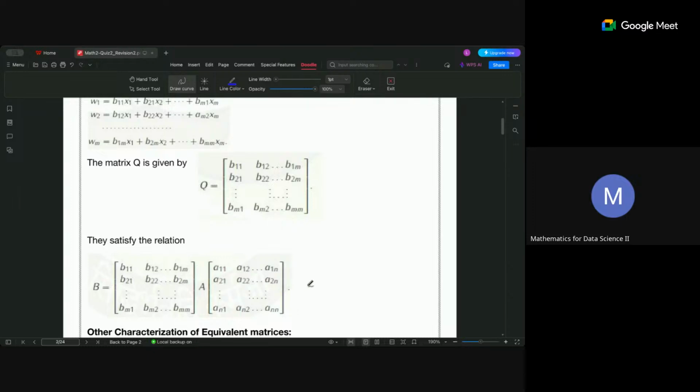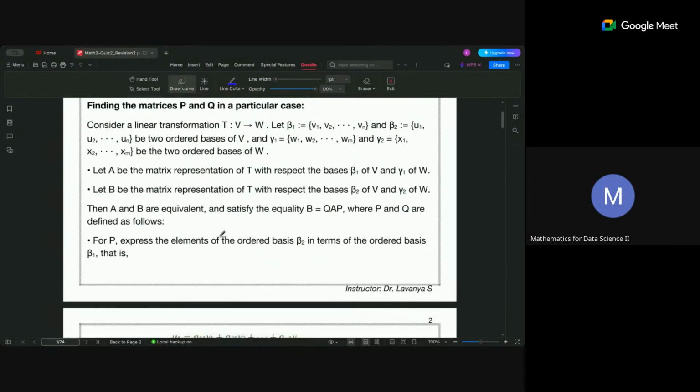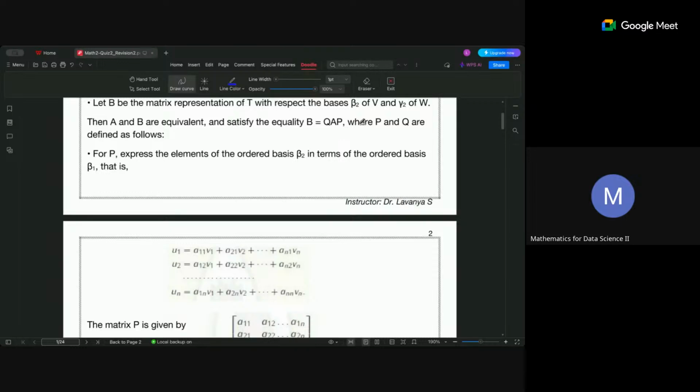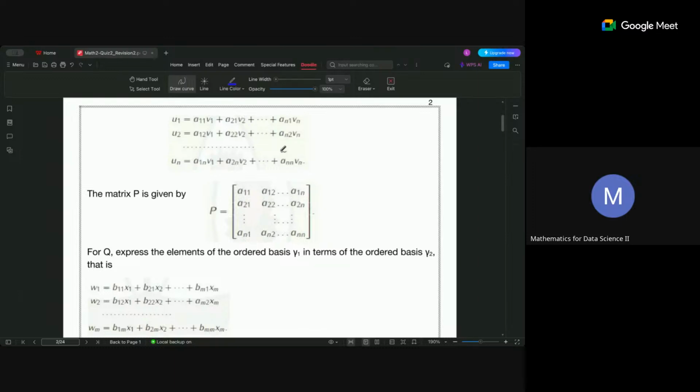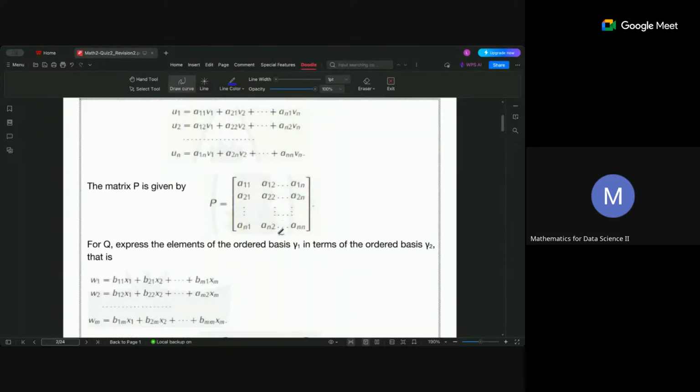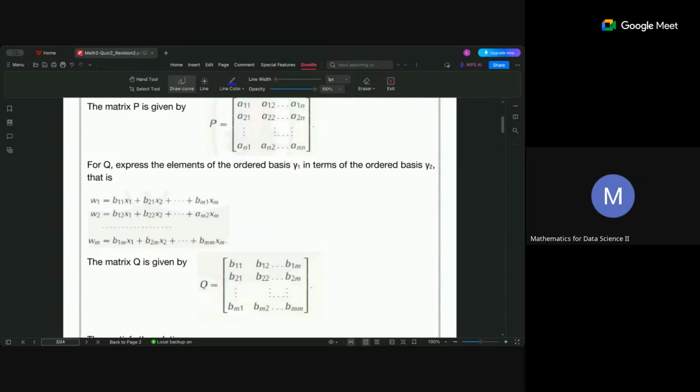Ma'am, can you just go above once, please? Yes. See, here what is happening? If A and B are equivalent in this scenario, this Q and P can be found in the following way. P is expressing the elements of ordered basis beta 2 in terms of the elements of beta 1. In the same way for Q, you have to express gamma 1 in terms of gamma 2. So with these coefficients, you can make the matrices P and Q. Is that fine? Yeah. Okay.